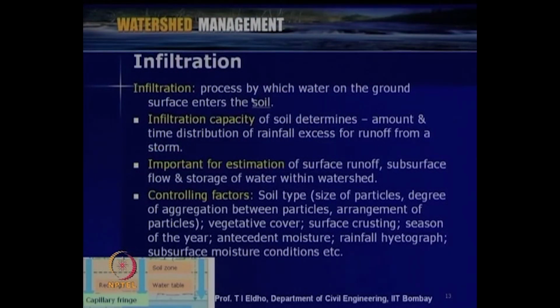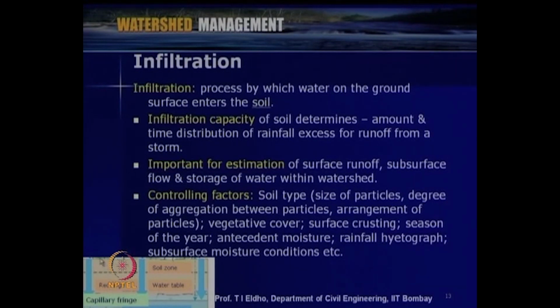Infiltration is the process by which water on the ground surface enters the soil. The infiltration capacity of soil determines the amount and time distribution of rainfall excess for runoff from a given storm. So, you can see that now rainfall is taking place, and then what is happening here, the rainfall is taking place, this is a soil condition.